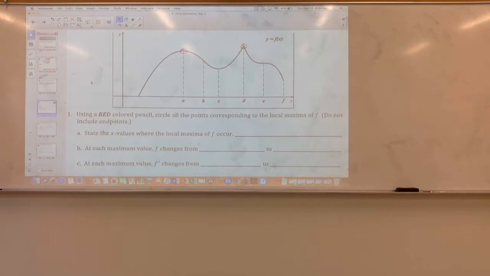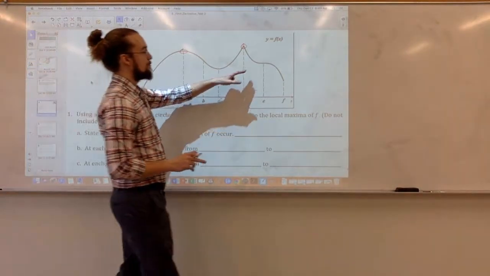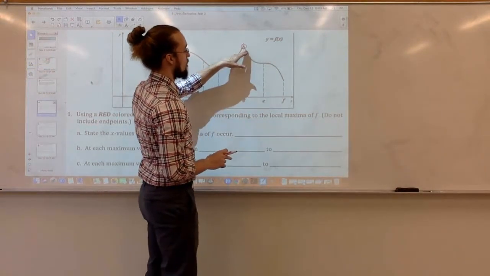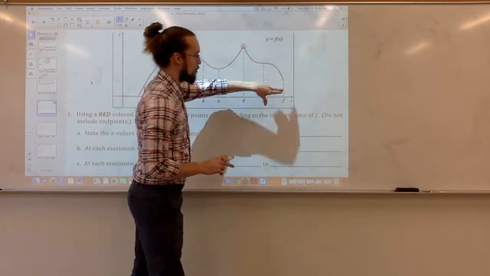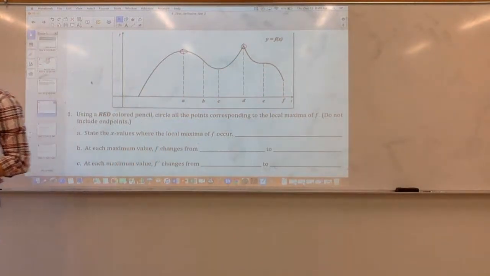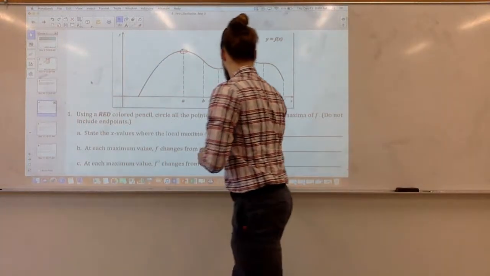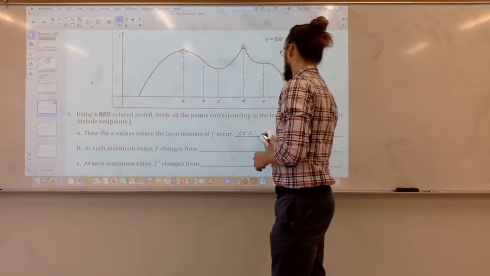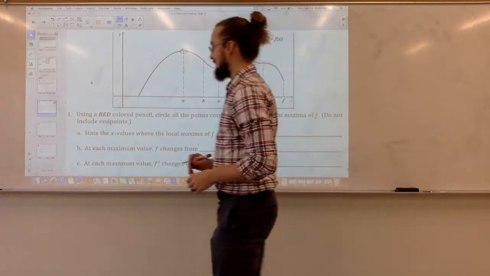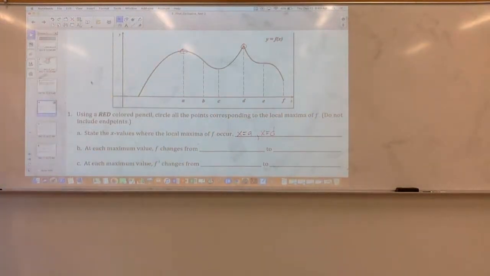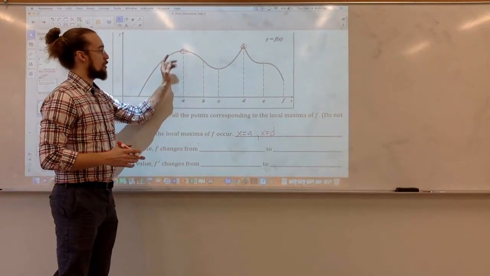It kind of looks like it might go up there, but I don't think it does. I think it levels off and then just keeps going down. So there, I don't think we would say is a relative max. I think these are the only two. I think it's just at x equals a and x equals d.